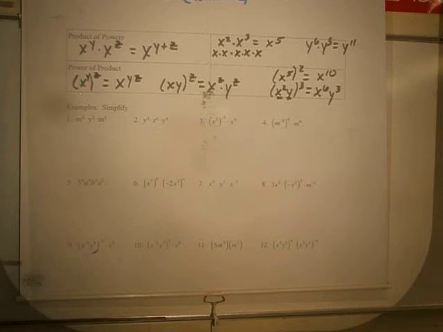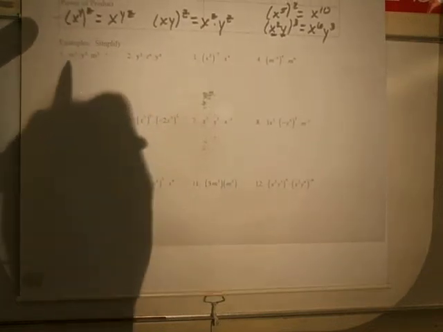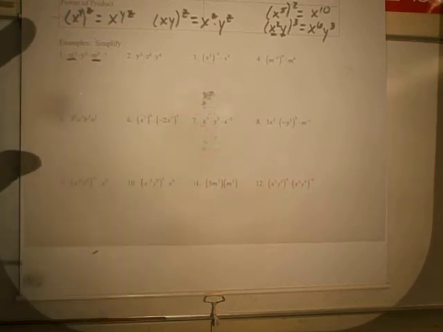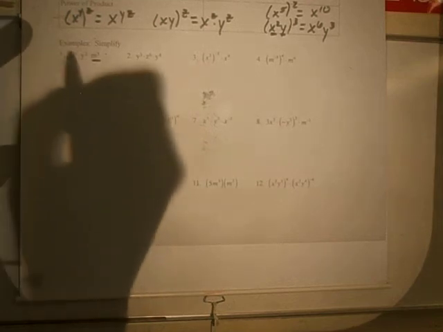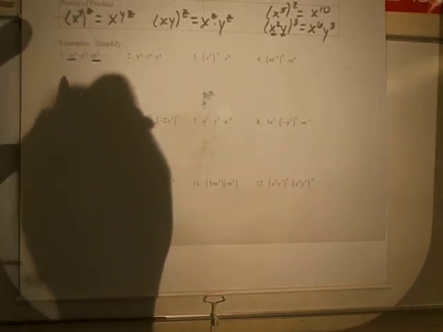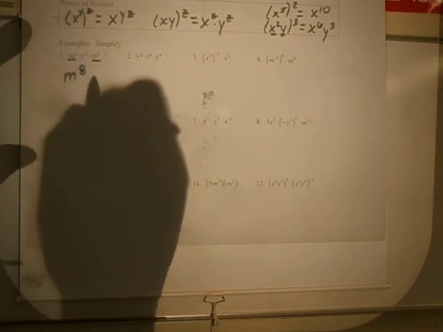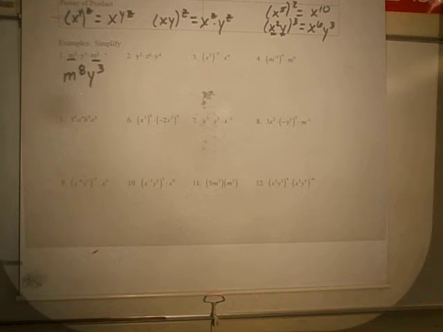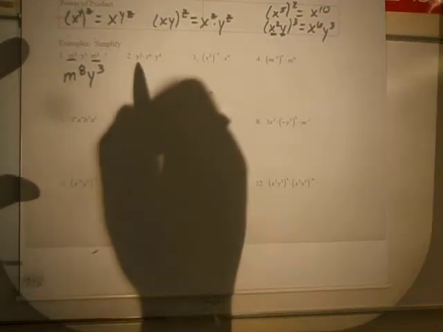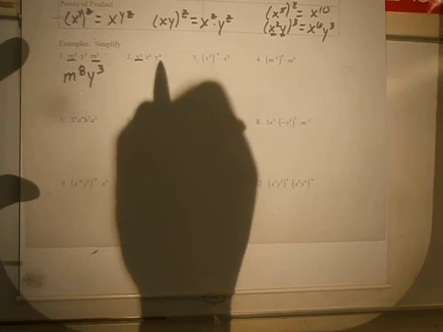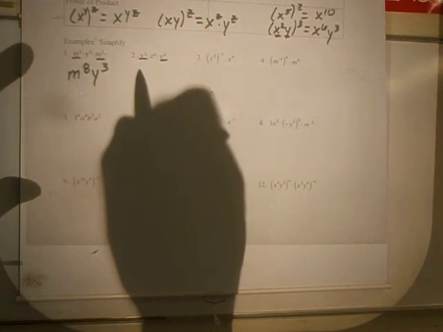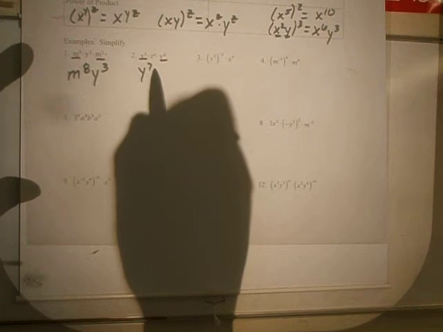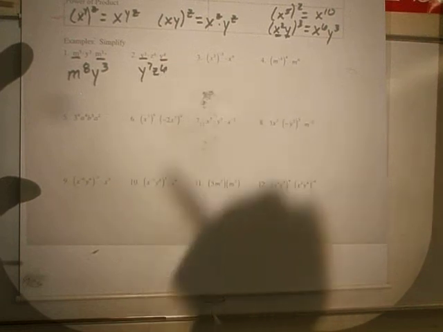And now we have 12 examples down below here. First example, the m, there are 2 terms or 2 parts there where the m is raised to a power. M to the 5th times m to the 3rd is m to the 8th. And then we leave the y to the 3rd power. Number 2, y to the 3rd times y to the 4th. Those are the same bases. That becomes y to the 7th, z to the 6th.